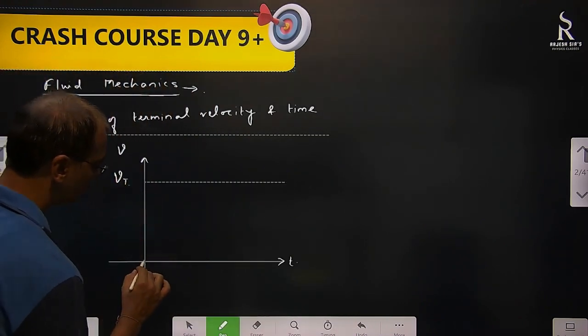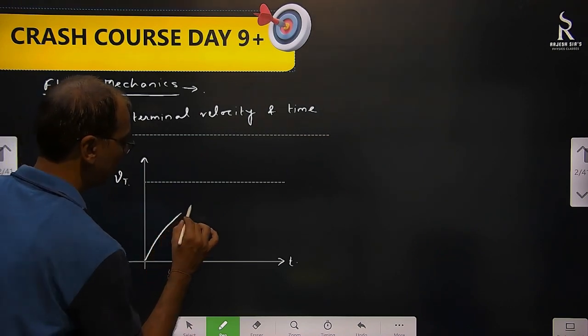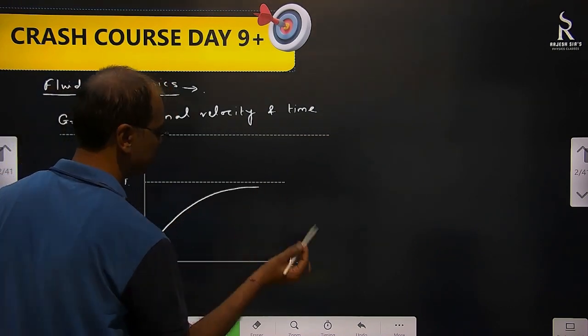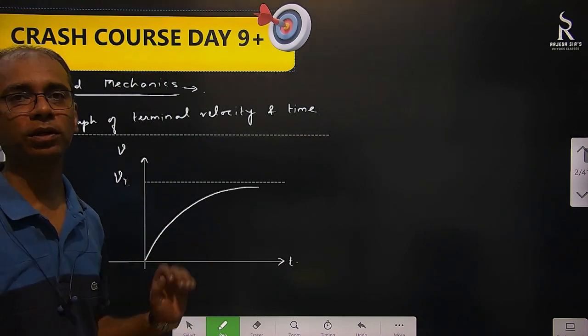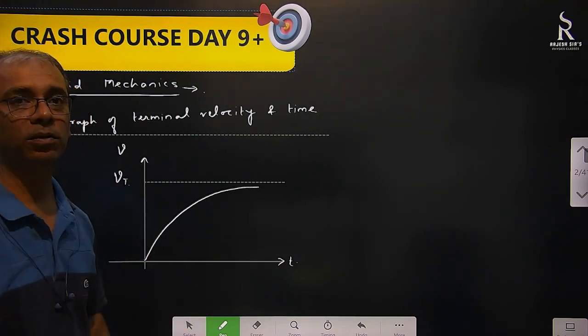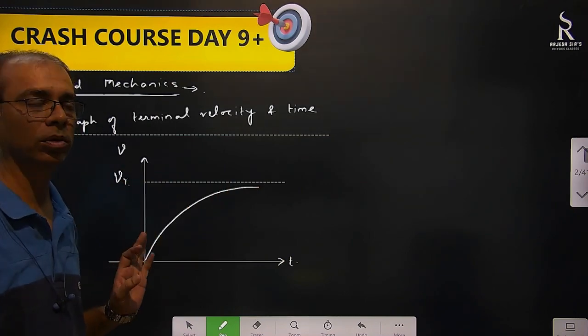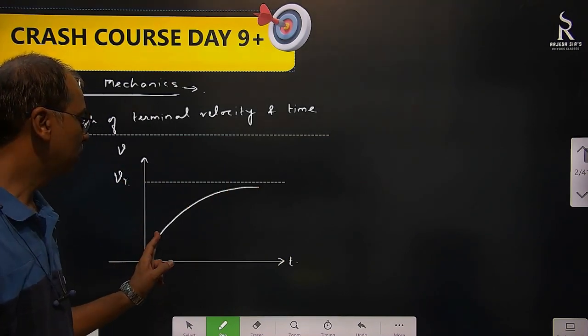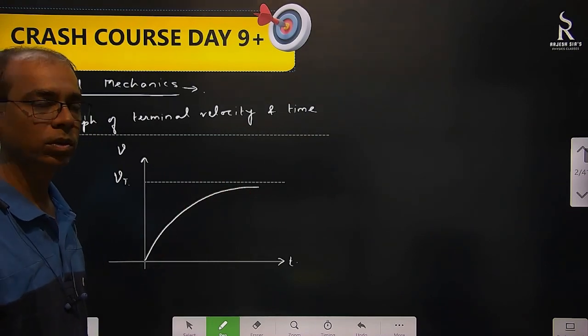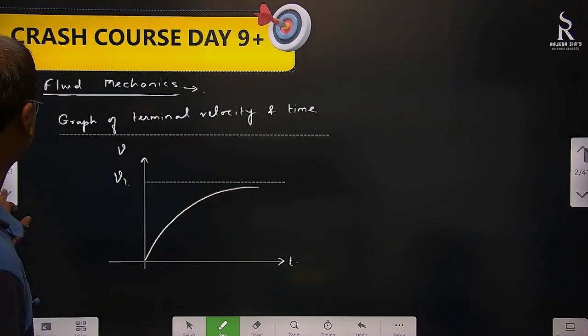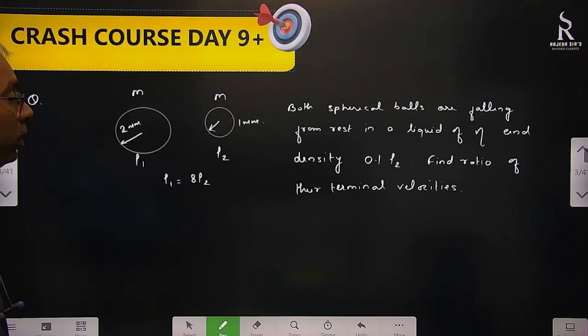So it starts from 0 and here it's going to increase and it will become like this. This is the graph of velocity with time. And here this is terminal velocity. This I have made for a single drop. Okay. Started from 0, velocity keeps on increasing and finally it became constant. Okay. Right then. Based on this one question we will see.